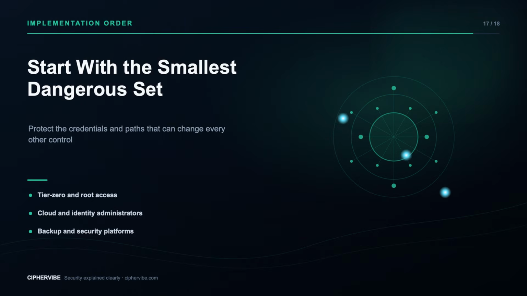Do not begin by trying to onboard every account at once. Identify the access that can change identity systems, security controls, backups, cloud organizations, production data, and root configurations. Remove unused privilege, separate daily and admin identities, require strong authentication, then introduce request, approval, time limits, monitoring, and emergency procedures.